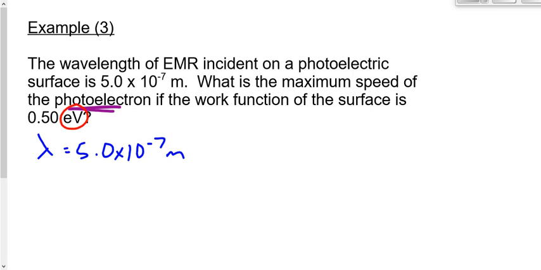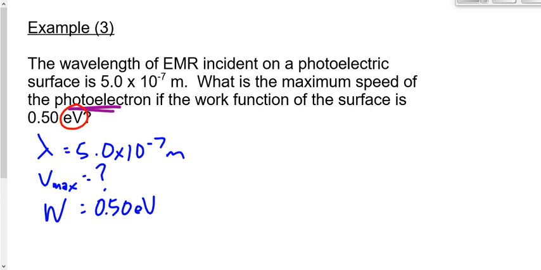We want to find v max, the maximum speed. Now, don't get that mixed up with potential difference. It's a small v, not a big V. Work function is 0.50 electron volts, so we're going to say 0.50 eV. What variable is that? Is it E? Is it V? It's W. It's not U, it's W. Now we're looking for the speed. That's all we have, I think.